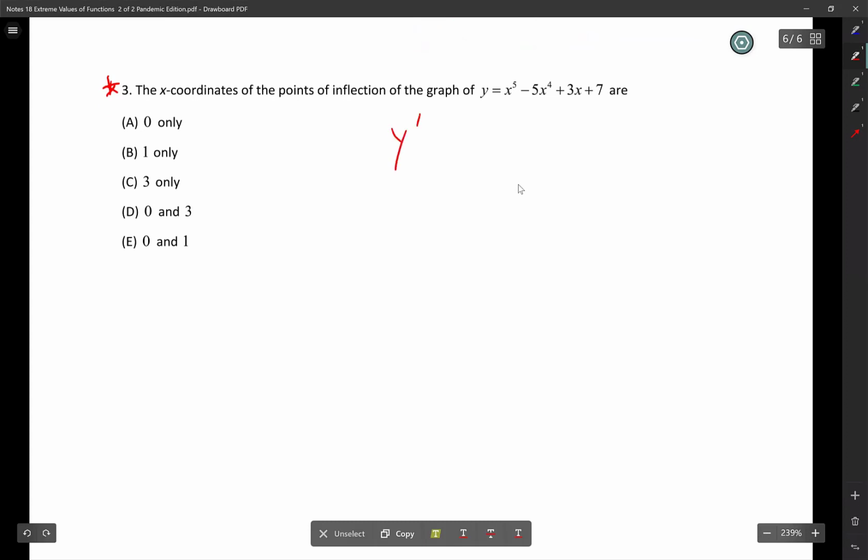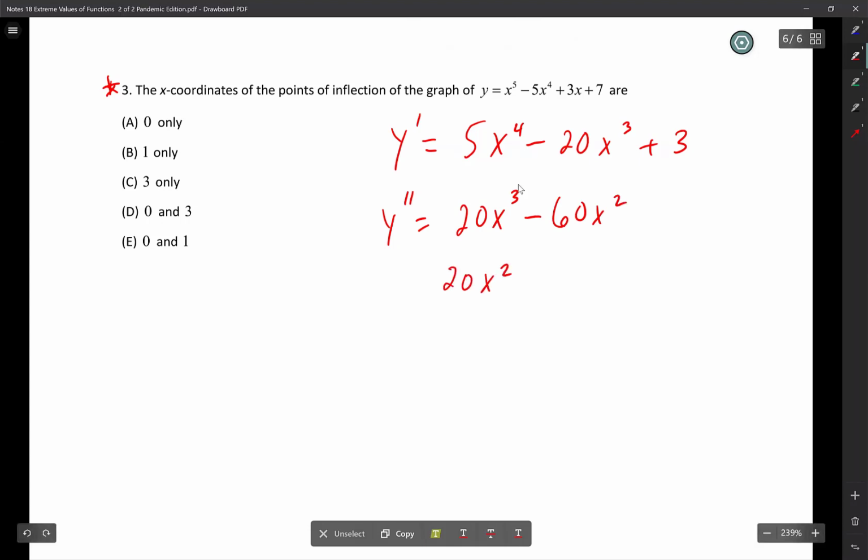All right, guys, if you're almost there, just keep going. First derivative, 5x to the fourth minus 20x cubed plus 3. I'm going to take one more derivative. y double prime equals 20x to the third minus 60x squared. I can factor out a 20x squared. I'm going to have x minus 3. I'm going to set that equal to 0 for possible candidates. I get a value of 0 and a value of 3. Now, just because we get 0 and 3 doesn't mean the answer is D, guys.